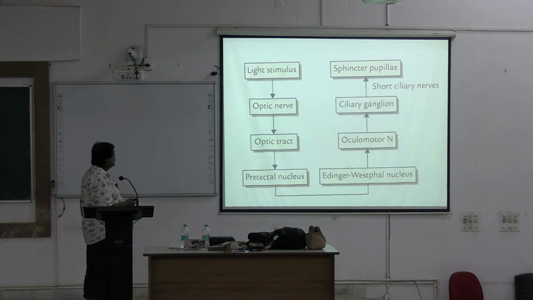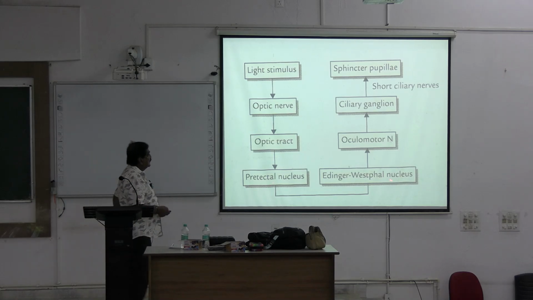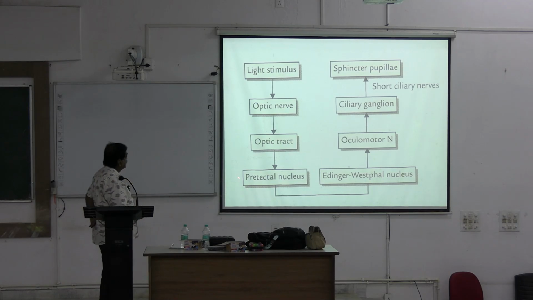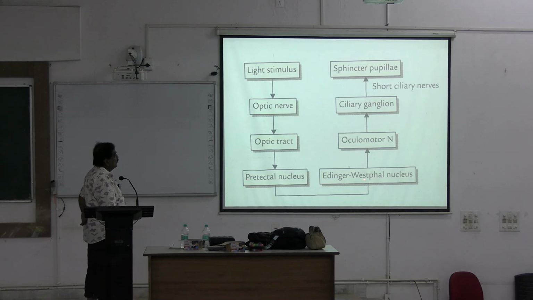Now the pathway: light stimulus, optic nerve, optic tract, pretectal nucleus, then Edinger-Westphal nucleus, oculomotor nerve, ciliary ganglion, short ciliary nerve, sphincter pupillae. This is the pathway: pretectal nucleus and Edinger-Westphal nucleus, oculomotor nerve, ciliary ganglion, sphincter pupillae.